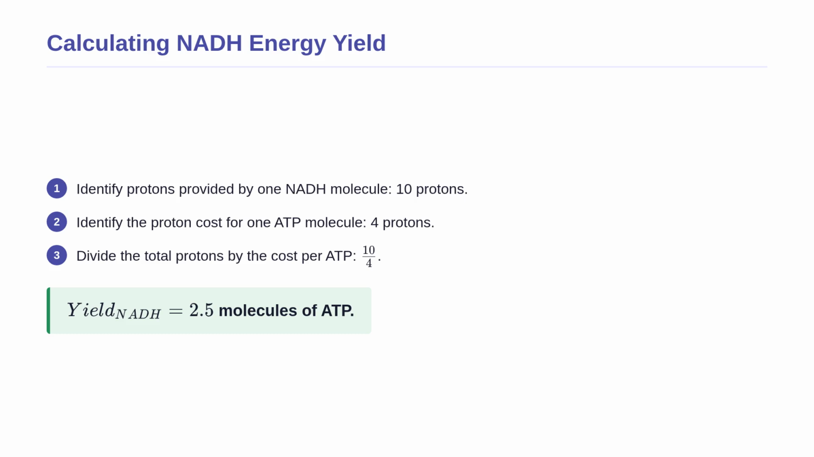We are given the 10 protons from NADH and the cost of 4 protons per ATP. We use our yield formula to find the ratio. Dividing 10 by 4 gives us exactly 2.5. In plain English, the physical meaning of this final answer is that the energy extracted from one single NADH molecule is enough to spin the ATP synthase rotor just enough to produce 2.5 ATP molecules. This number is incredibly important because it allows scientists to calculate the total energy yield of an entire glucose molecule.